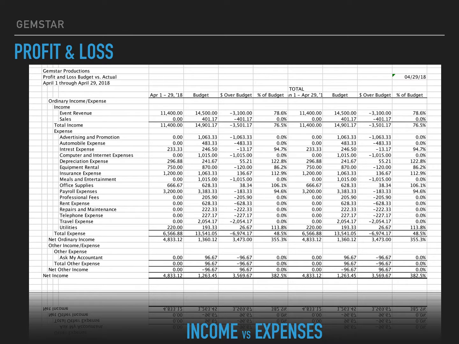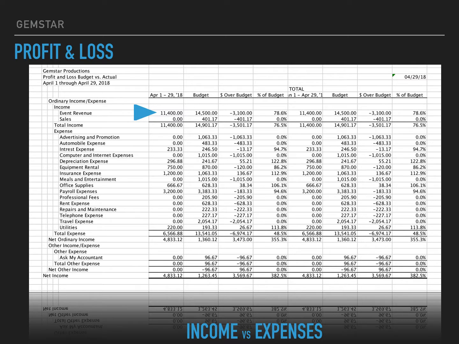The next report I'd like to speak to you about is the profit and loss budget versus actual. This will show us the numbers that are actually done in production by Gemstar versus what we budgeted at the beginning of the month. This was Gemstar's first month in operations, so we have some variances that I'd like to explain. First one is event revenue.